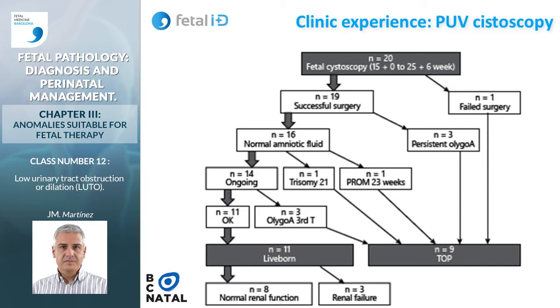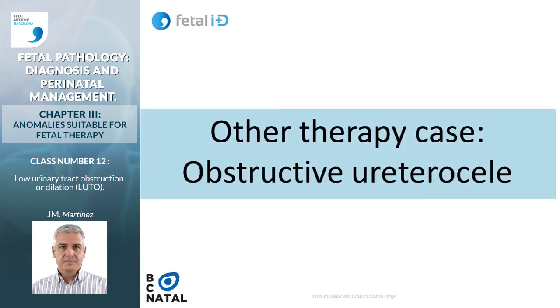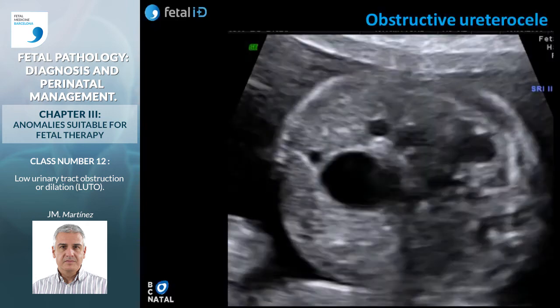So from the 20 cases initially treated, only 11 reached term, and from those, 8 nowadays conserve a normal renal function, and 3 underwent renal failure. Therefore, we have 40% of cases in which the fetal therapy allowed normal renal function. This will be another type of problem.